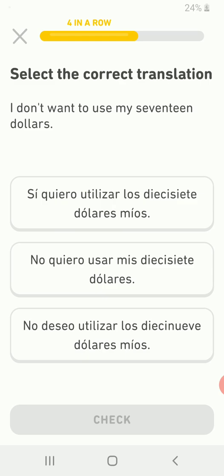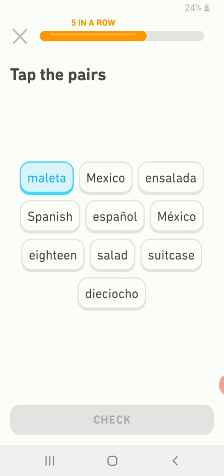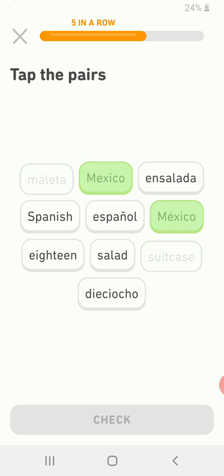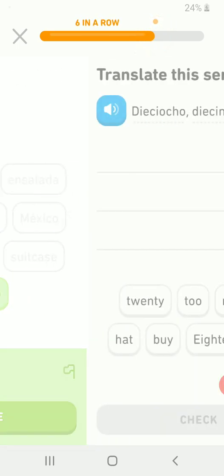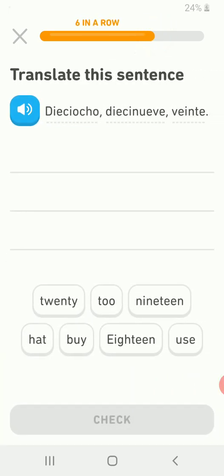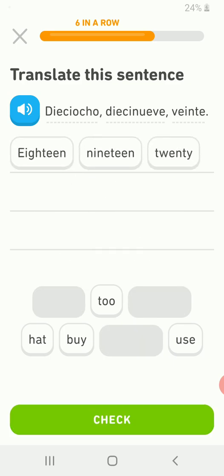No quiero usar mis 17 dólares. Dollars. Maleta, of course, suitcase. Mexico is México. Ensalada is salad. Spanish is español. 18, 19, 20. So 18 is 18, and then you get 19, and then you get 20.